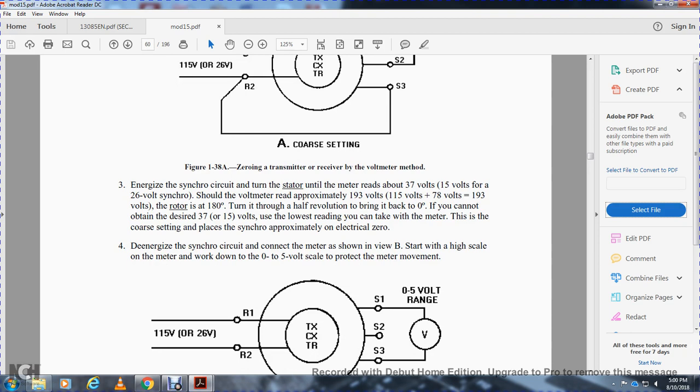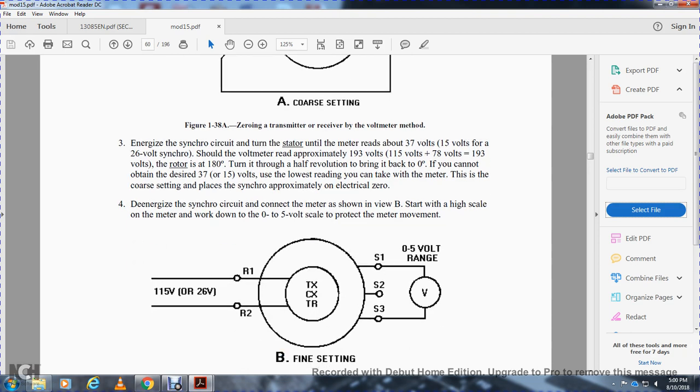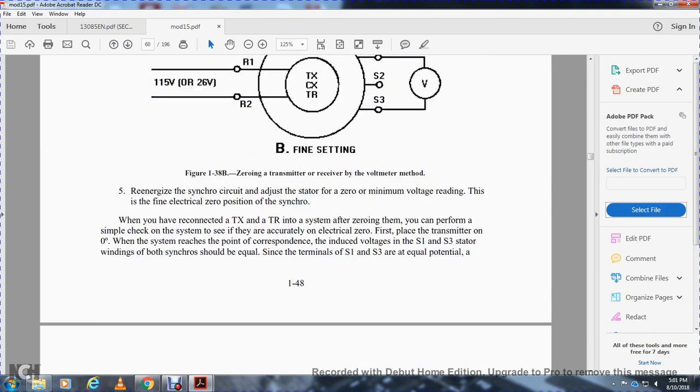De-energize and connect the synchros to the meter as shown in figure B, with the high scale on the meter and working down to the 0 to 5 volt scale to protect the meter movement. Apply 115 volts or 26 volts to rotor 1 and rotor 2 of the torque transmitter, control transmitter, and torque receiver, with stator 1, stator 2 and stator 3. Stator 1 is on the 0 to 5 range, from stator 1 and stator 3 to the voltmeter. Re-energize the synchronizing circuit and adjust the stator, minimizing the volt reading. This is finding the electrical 0 position with the synchro.